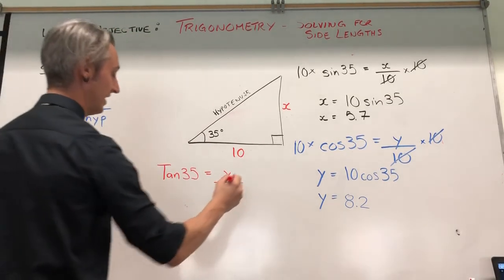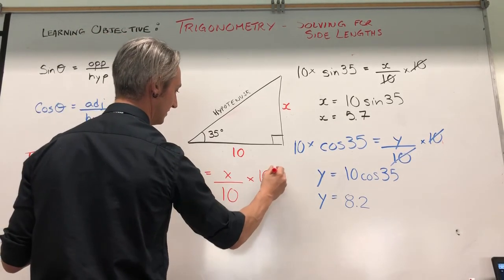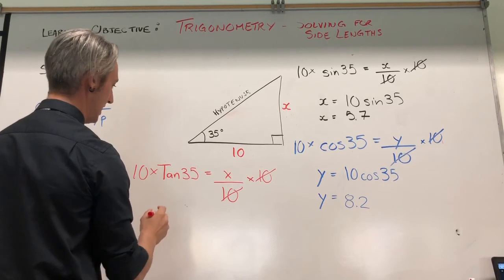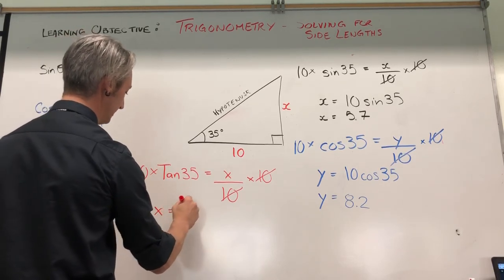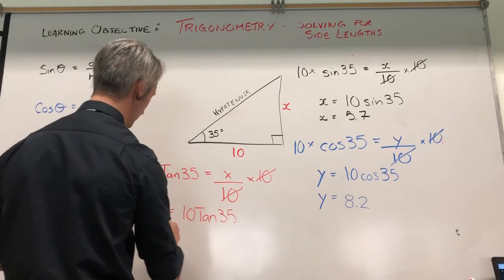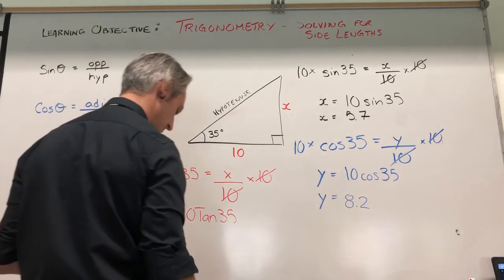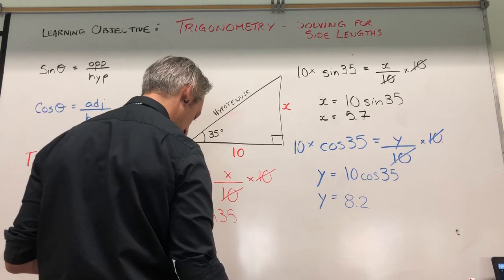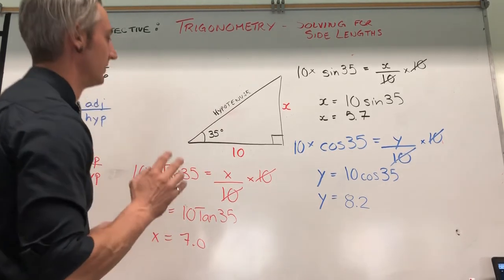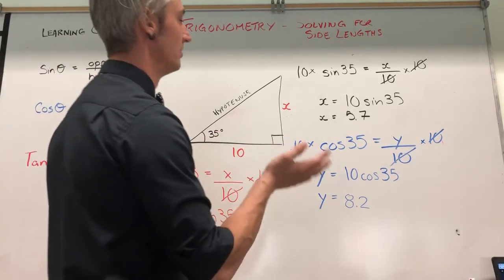And then I would do the exact same thing, times 10. 10 times 10 here. And x would be equal to 10 tan 35. X is equal to 10 times tan 35, which is 7.0, okay? So this is how we use the different trigonometric ratios.